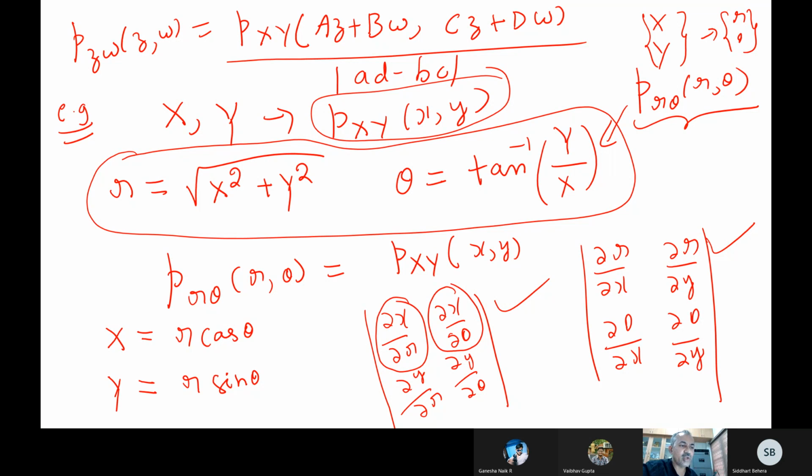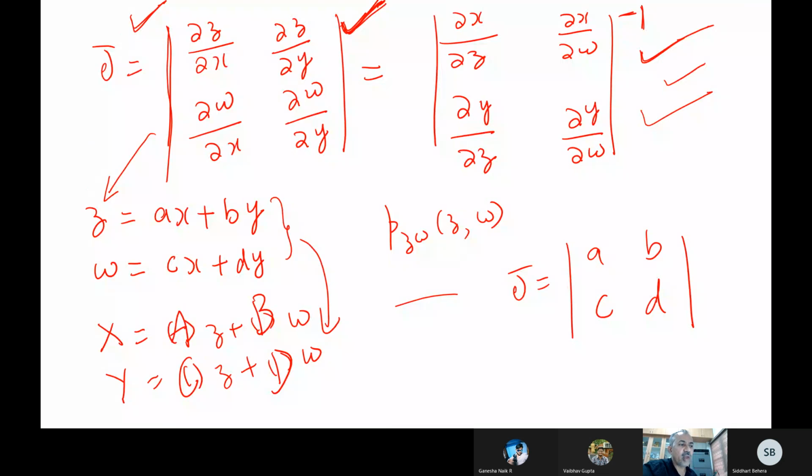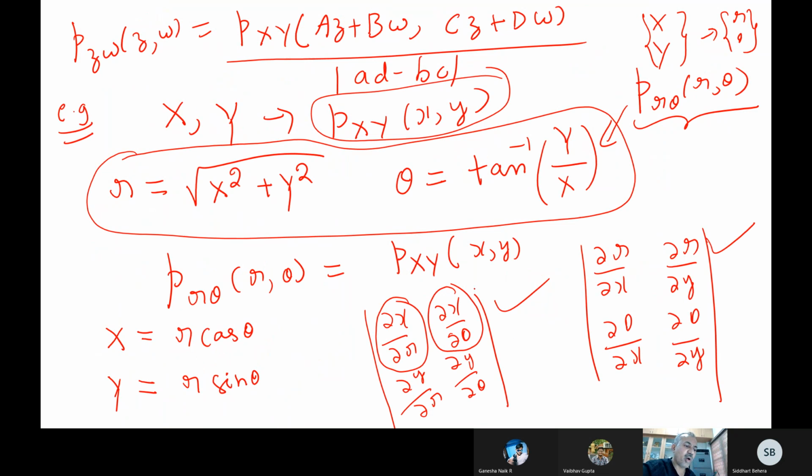So it depends. If both are the same, you decide which one is easy to calculate. You can do it this way or that way. In this problem, this will be very easy to calculate and then you have to take the inverse. You have to be very careful about that. So now, my Jacobian.